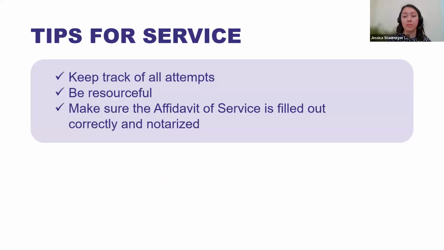And let's go through some tips for service. So first, make sure you keep track of all your attempts. Like we mentioned earlier, if you're unable to serve the respondent, this tracking will be important in terms of making sure that you're able to move forward with your case. You also want to be resourceful. Even if you're not exactly sure where the other party lives, you can try asking a family member or a friend or someone who is still in contact with the other party. You can also try to serve them at places that are outside of their household.